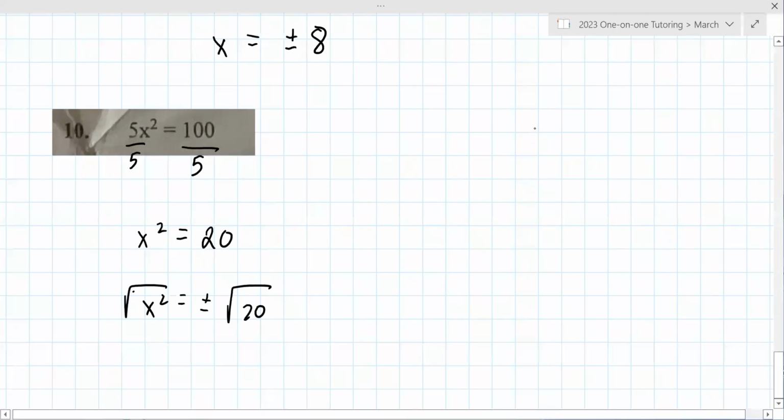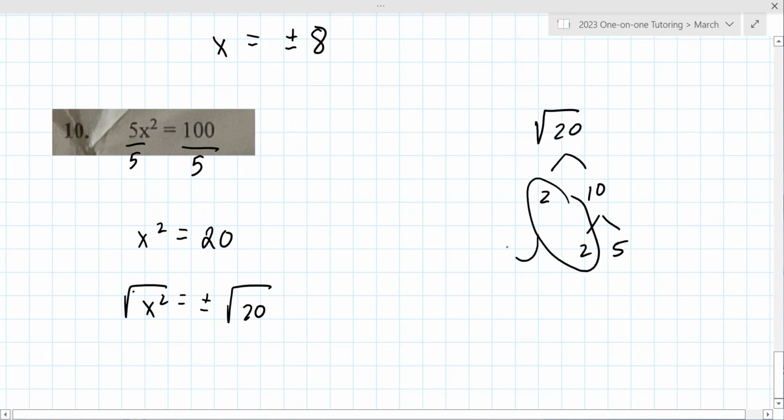Okay, so if you recall, we have to build a little tree here. Start with 2. 20 divided by 2 is 10. Try it again. 10 divided by 2 is 5. If there's a pair, you bring the pair out. So this becomes plus or minus 2 square root of what's left over. The 5 is what's left over.